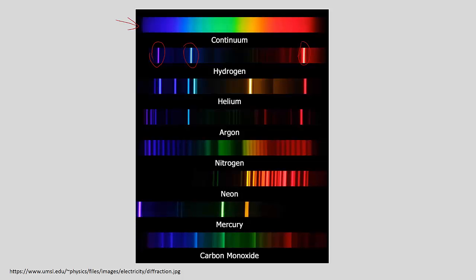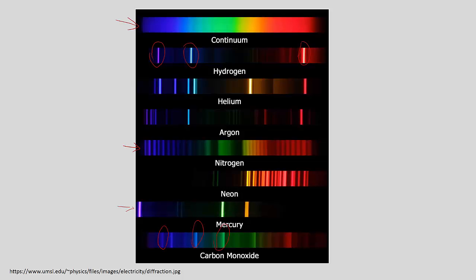Helium, you've got similar colors on the end, but much different. Look down here at nitrogen. Nitrogen has lots and lots of spectral lines that are shown. Mercury has just a few, the purple, the green, and the yellow. And then carbon monoxide has almost a continuous spectrum, but you can see that there are spots that are significantly more distinct than others.